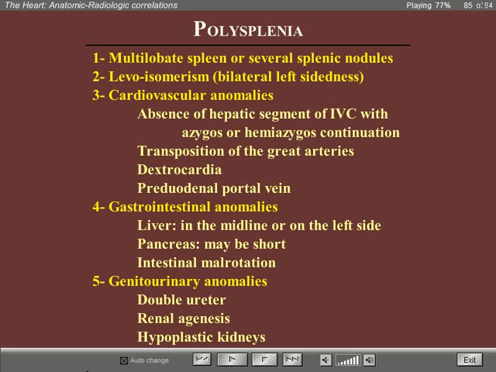The fourth group of anomalies are gastrointestinal and consist of a liver in the midline or on the left side. The pancreas may be short. There may be intestinal malrotation. Finally, a number of genitourinary abnormalities may be encountered, such as double ureters, renal agenesis, and hypoplastic kidneys.